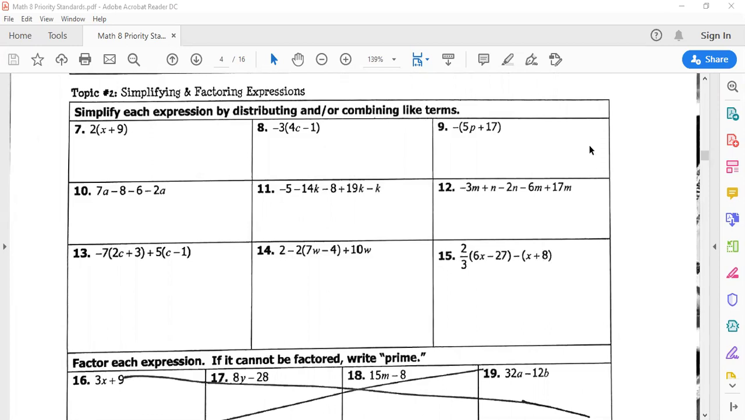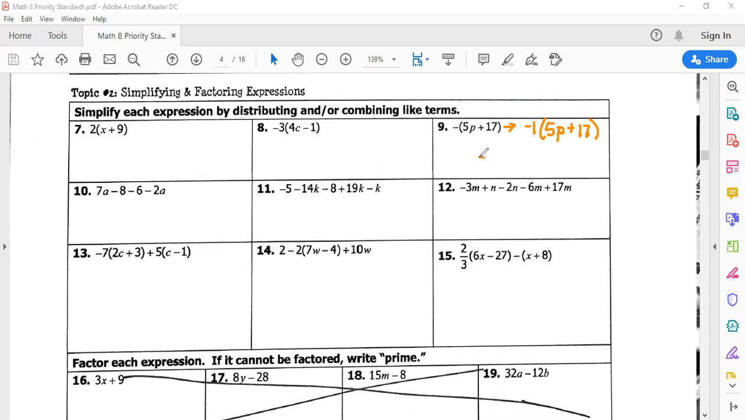So we're going to do some of these together. I think we'll do just one up here. So let's do this one. I mean, they're kind of both the same. But it says, look, this is a negative outside. This is the same thing as saying -1 times 5p plus 17. I think you would have noticed this is a -3 easily enough, but sometimes we overlook the fact that this is a -1 out here.